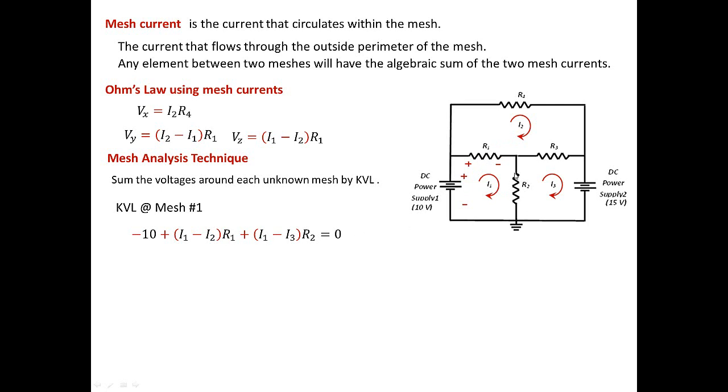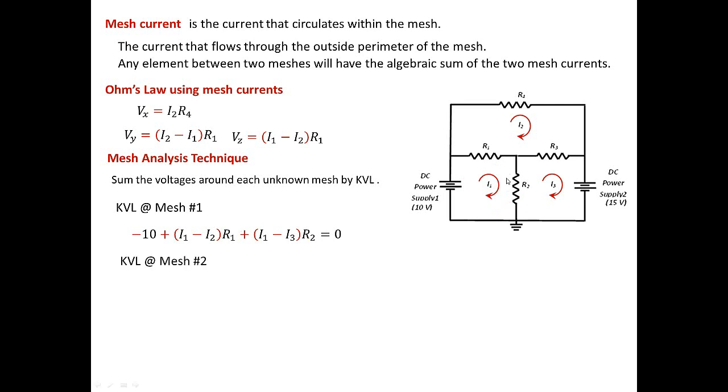Then I'm going to add the voltage drop across this resistor. Again, the voltage drop is caused by I1, which means the plus polarity is on the top. So I will have I1 minus I3 times R2. This will equal 0. So this is the first mesh equation.